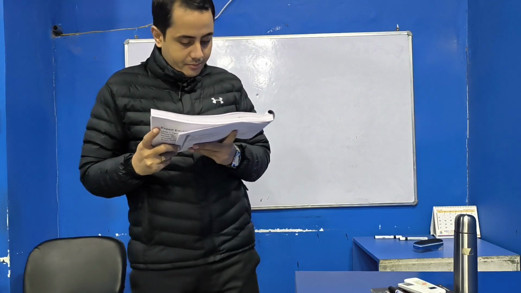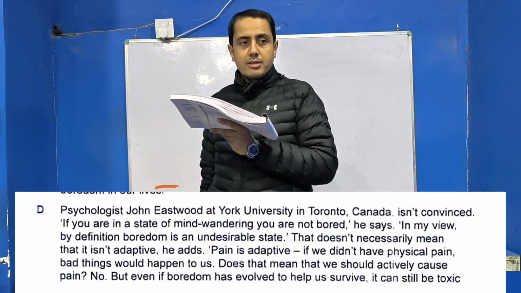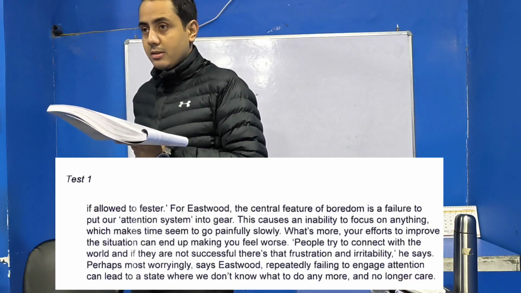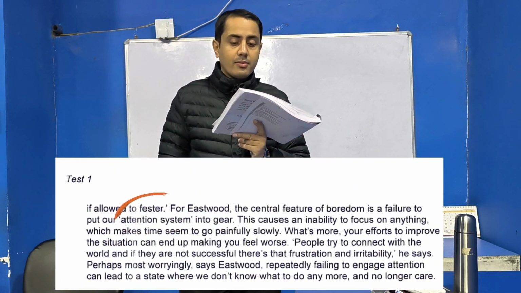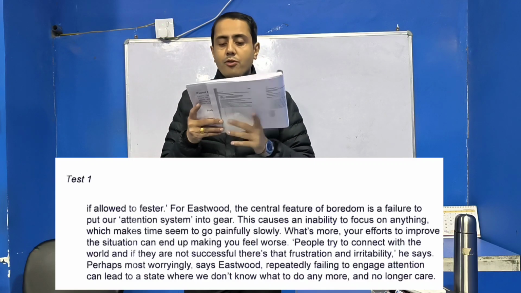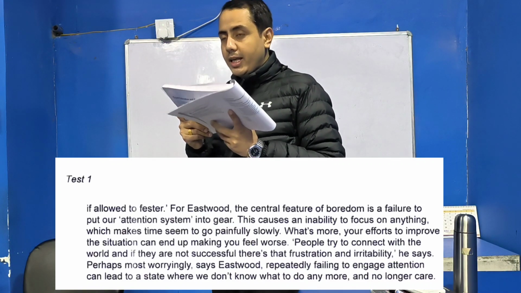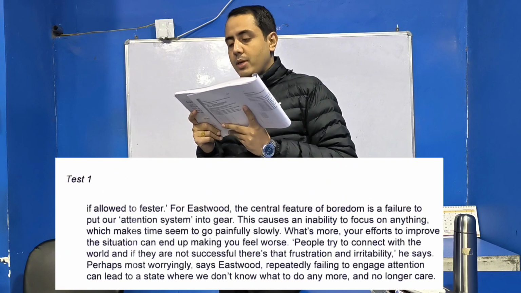Paragraph D. In paragraph D, the name John Eastwood is mentioned. Can you also see attention system? On the next page, second line. Okay, let me read that for you. It says, for Eastwood, the central feature of boredom is a failure to put our attention system into gear.